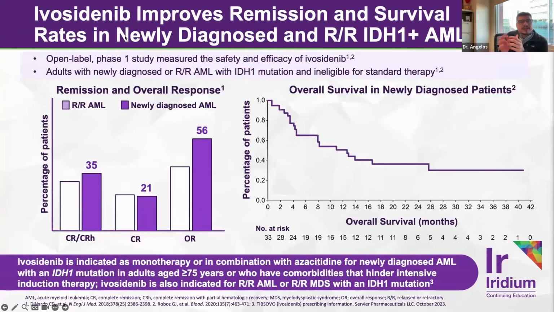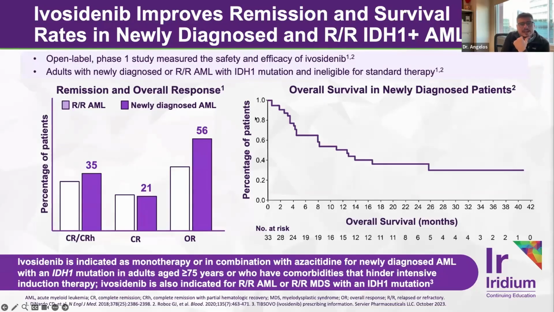Ivosidenib was another targeted therapy that was studied in trials in the late 2010s, early 2020s. It was first initially studied as a monotherapy in patients that had relapsed refractory AML, specifically with IDH mutations. And so in these initial trials, patients with really no other good options that were not eligible for high intensity chemo still were getting CR/CRh rates on the order of about 20 to 30%.